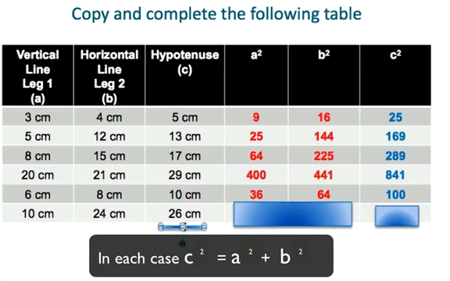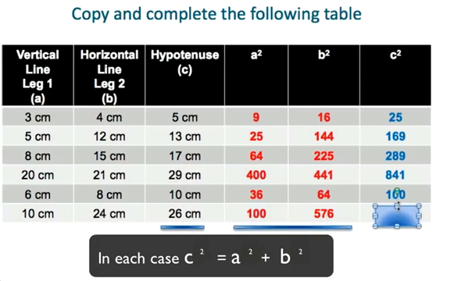And lastly, if we have a vertical line of 10, a horizontal line of 24, we get 26 as our hypotenuse. And 10 squared is 100, 24 is 576 when you square it. And when you square 26, you get 676. And it's easy to see then that 100 plus 576 is 676.